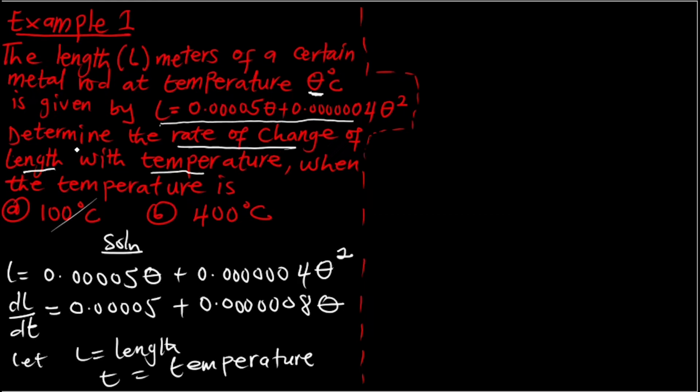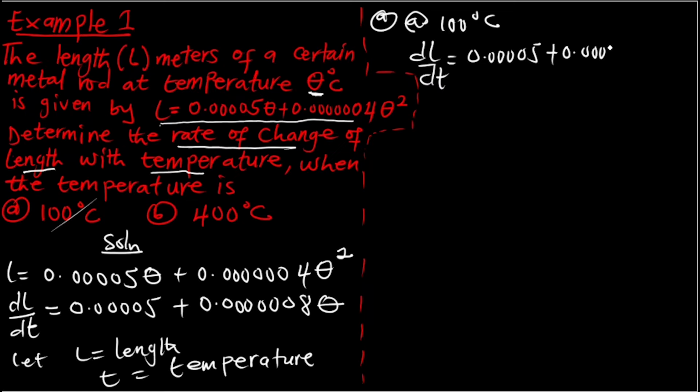So the question says determine the rate of change of length with temperature when the temperature is 100 degrees Celsius. So meaning anytime I put the temperature value here, I will get the rate at which the length is changing. So first, at 100 degrees Celsius, the dL on dT is going to change this way. Then theta, which is 100.